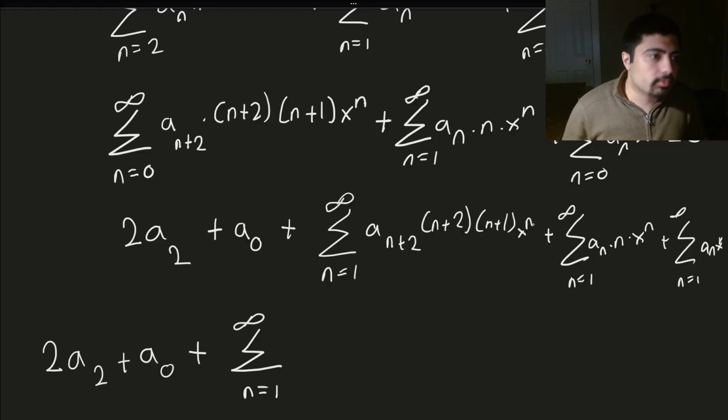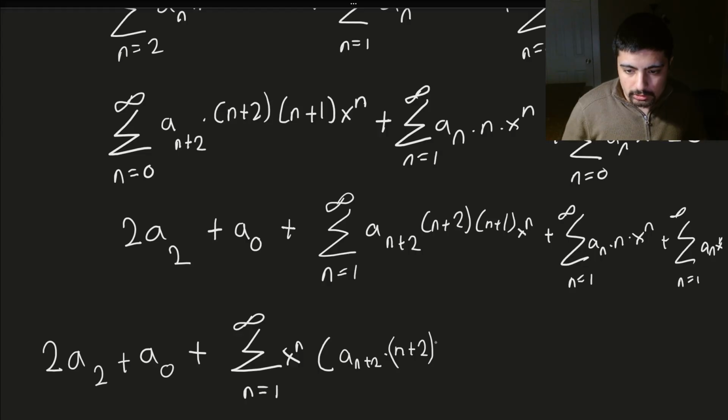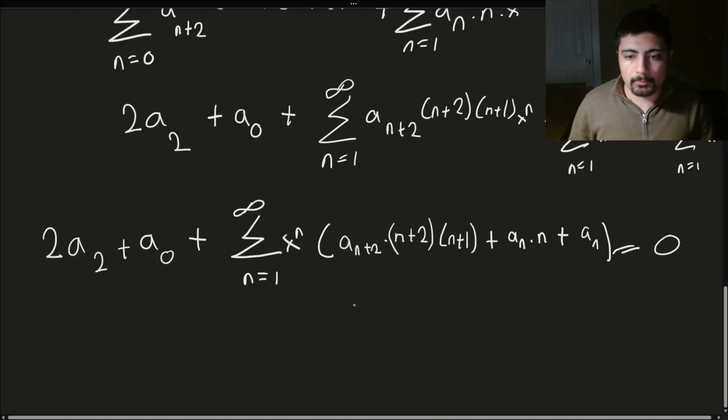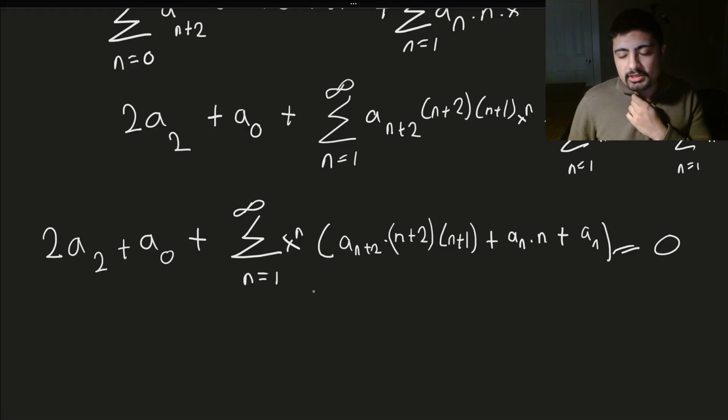So we're going to imagine you pull out an x to the n power and add everything else here. Okay, so x to the n power times [a sub n plus 2 times n plus 2 times n plus 1 plus a sub n times n plus a sub n]. And this is going to be equal to 0. This is really important for us. So what can we do with this now?